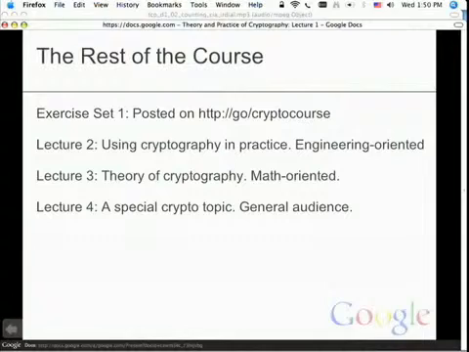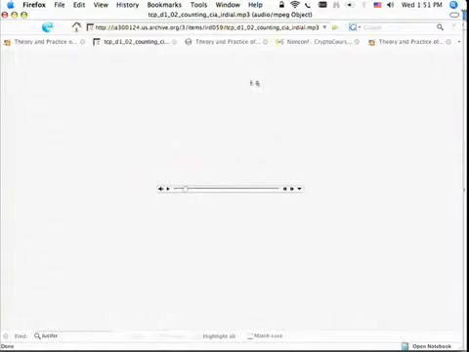And like I said, the rest of the course next week is going to be more practical engineering, like how to use crypto in your code. Third week is going to be more theoretical and the math side, and talking about security definitions. And the last week will be whatever topic people are most interested in, and you can vote on the QDB page. I'm going to go look at see if anyone's put stuff on QDB.